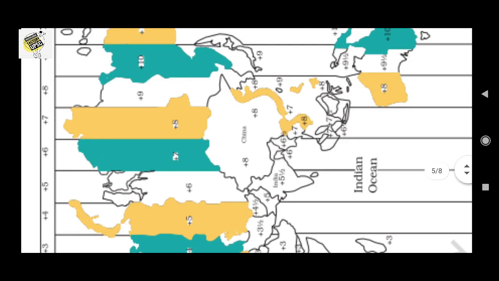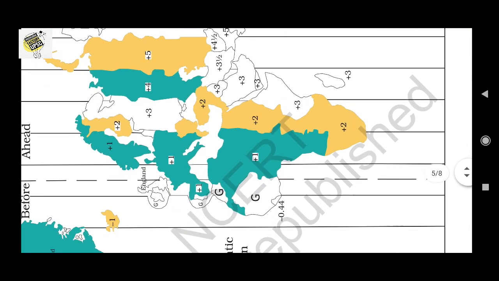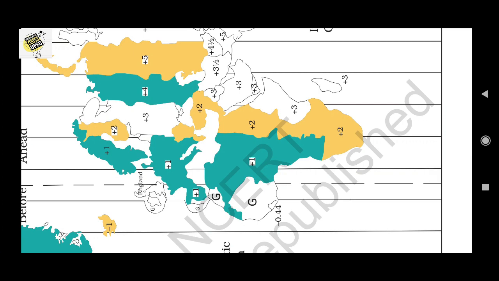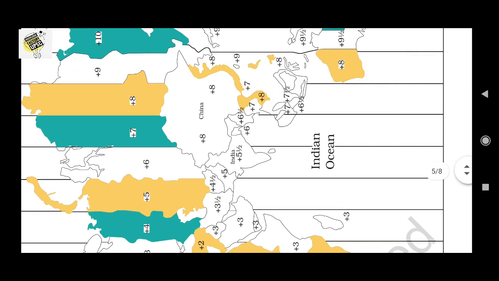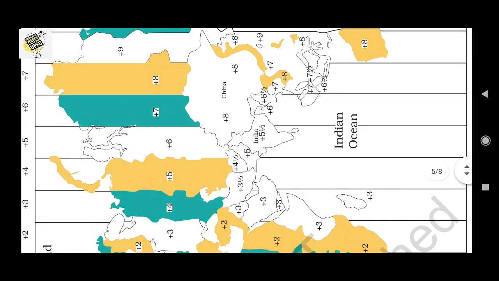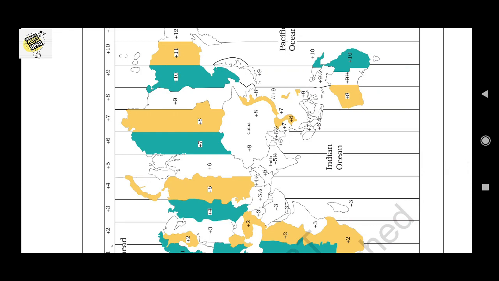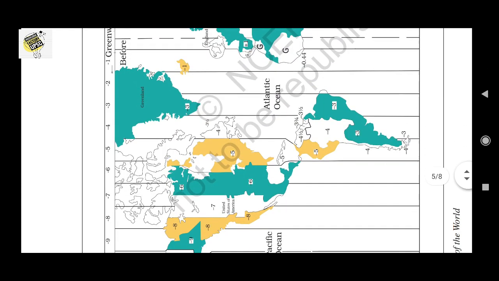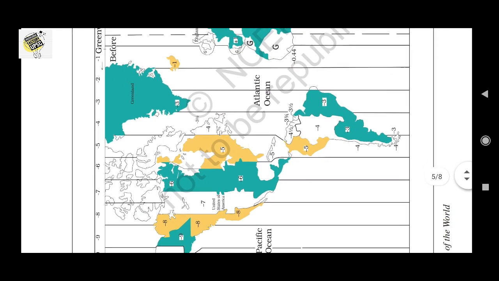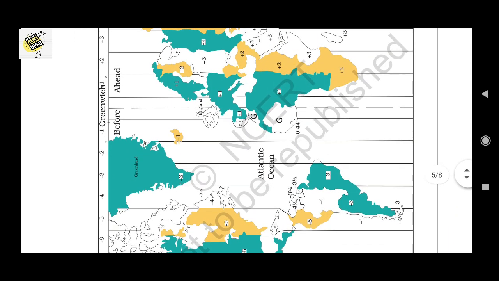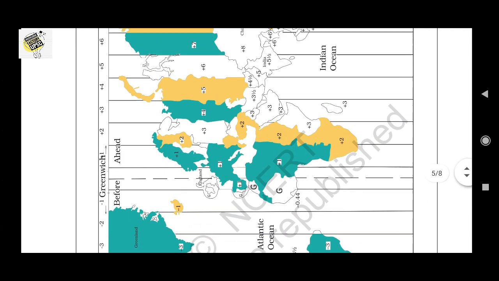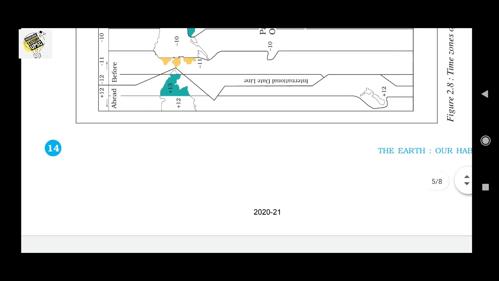So these markings mean plus 2, plus 3, plus 3.5, plus 4.5, plus 5. In India it is 5.5. This represents the exact increasing time. When we look at the left hand side of the Greenwich line, we can find minus 1, minus 3, minus 2, etc., which means that the time is decreasing on the left hand side, and on the eastern side the time is increasing. Okay, is that clear?